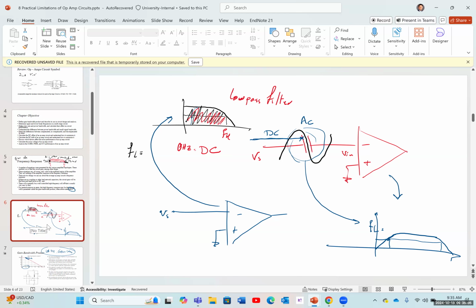If we do not have any capacitors in the input of an op amp, or in other words, we don't have any coupling capacitors, the frequency of the op amp could go down to 0 hertz, or in other words, it could go down to a DC signal.